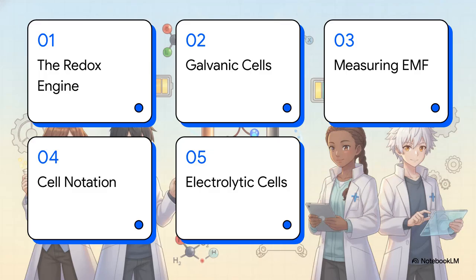Here is our roadmap for today. 1. The redox reaction engine. 2. Galvanic cells. 3. Measuring electromotive force. 4. Cracking cell notation. And 5. Electrolytic cells. Let's jump right in.